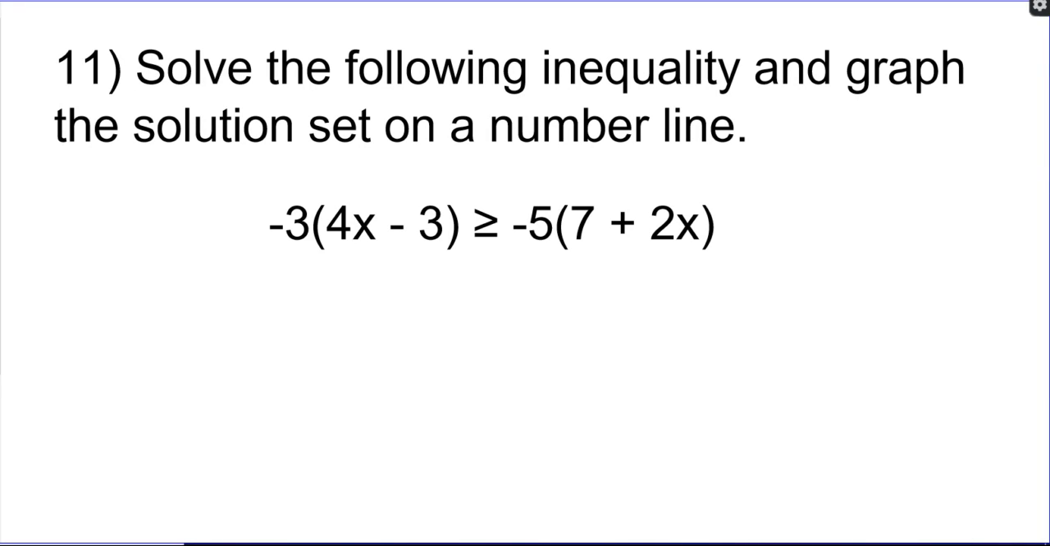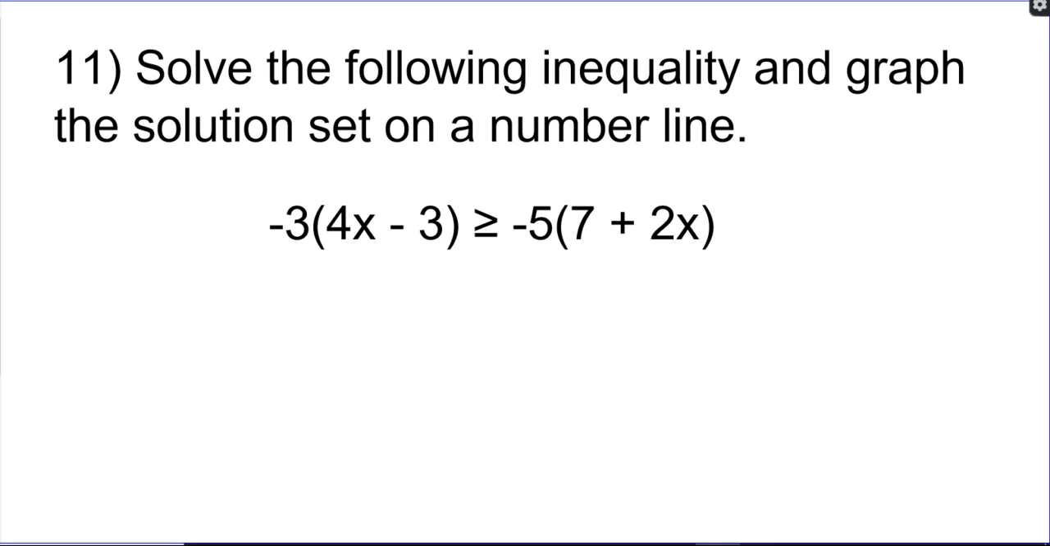Solve the following inequality and graph the solution set on a number line. So when we look at an inequality, we know that we want to solve this the same way we would solve an equation. If this is an equation, the first thing I would do is make sure everything is simplified. If I look at the left side, I see I need to distribute.